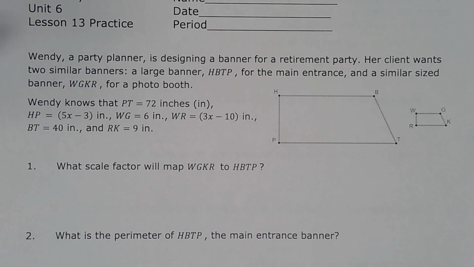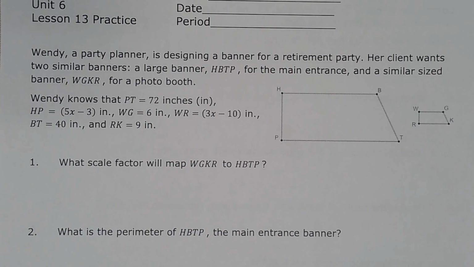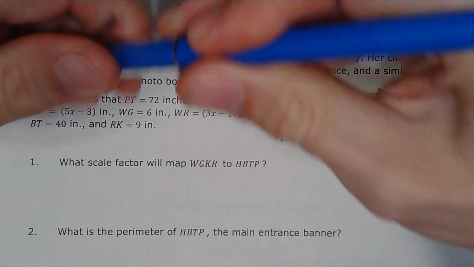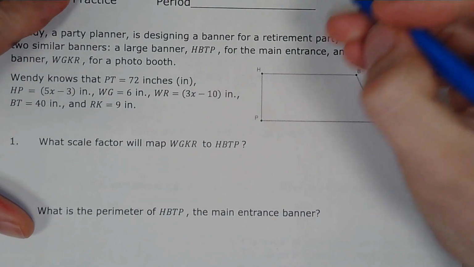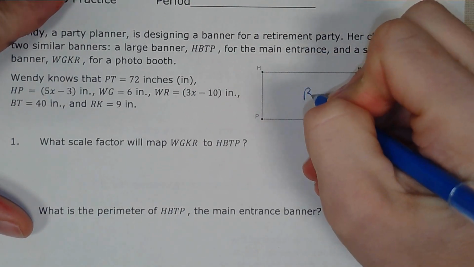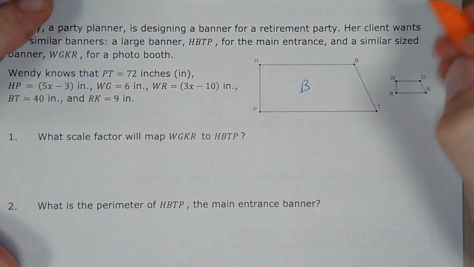Alright, let's try out round 3 of practice lesson 13. See if I can get a successful try at it. A little skinny one. Alright, so we have a banner, and we're making this banner. We have a big version of the banner, and we have a little version of the banner.